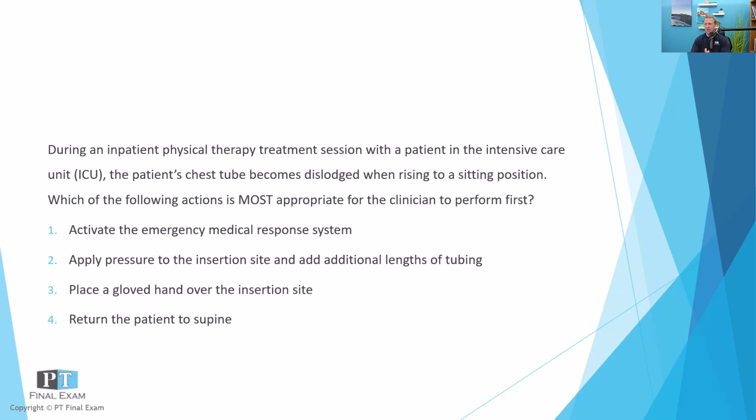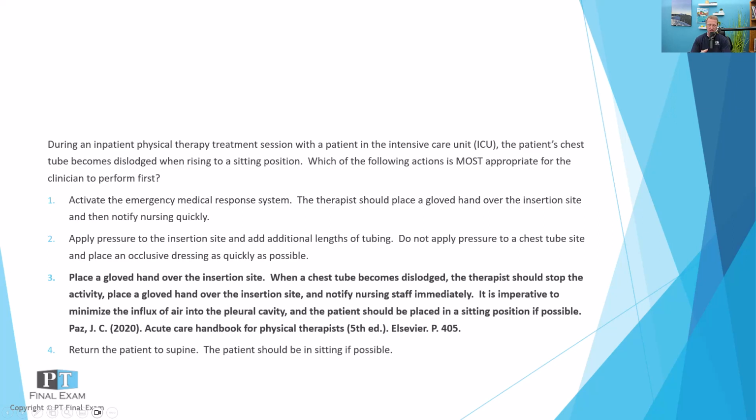Now, in this case, as the patient is sitting up, the chest tube becomes dislodged. Which of the following actions is most appropriate for the clinician to perform first? Well, the first thing you need to do is to place a gloved hand over the insertion site. Now, you don't want to apply pressure here. Rather, use tactile pressure, just enough pressure to hold your gloved hand over the insertion site.